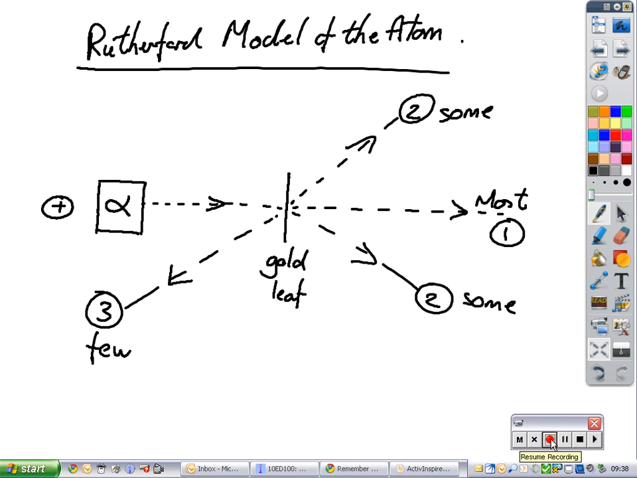So first of all, the fact that most of them came straight through means that an atom is mostly free space. It doesn't hit off anything. If that alpha particle hits something, it's going to get deflected, it's going to bend, it's going to bounce off, might even bounce back. But the fact that most of them just went straight through meant that most of the atom doesn't have anything in it. So number 1 tells us that most of the atom is made up of free space.